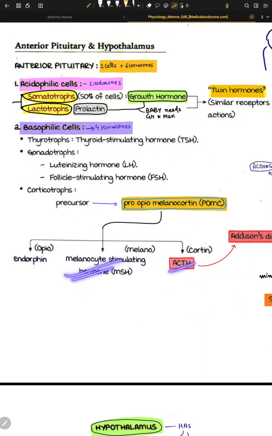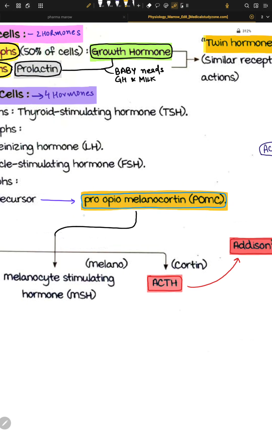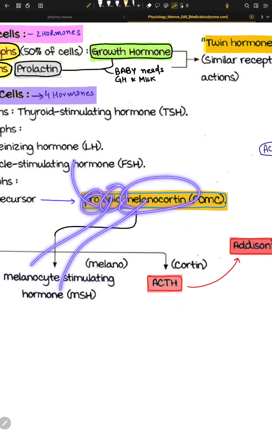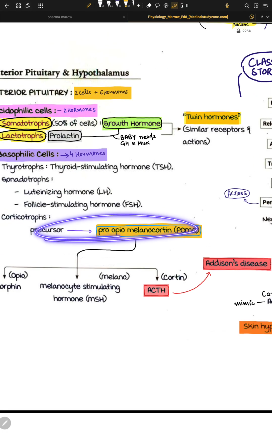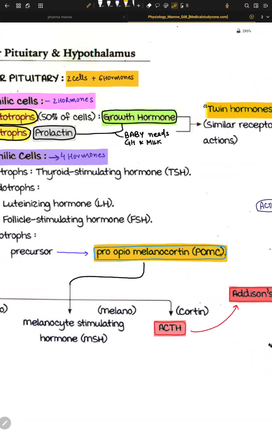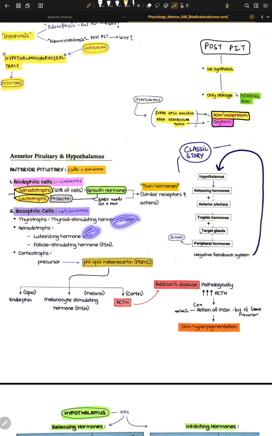melanocyte stimulating hormone, and ACTH. All these hormones are coming from something called pro-opiomelanocortin, POMC. Pro is like before, opio for endorphin, melano for melanocytes, and cortin for ACTH. Okay, so this is important, right? Cool. And by the way, TSH, LH, and FSH, we'll talk about them.